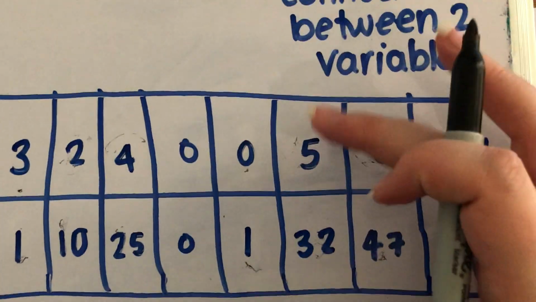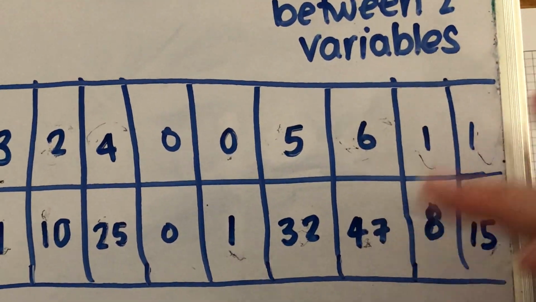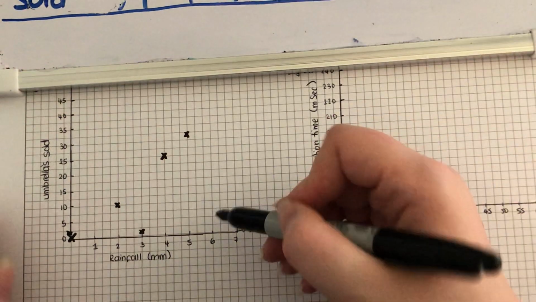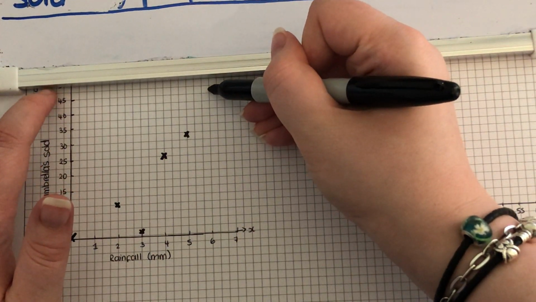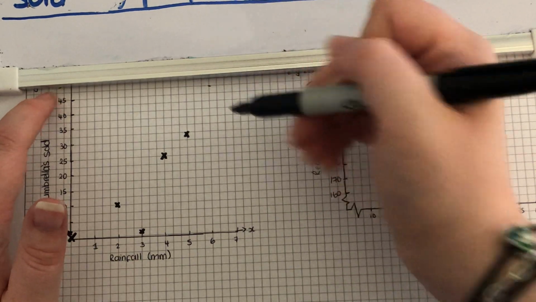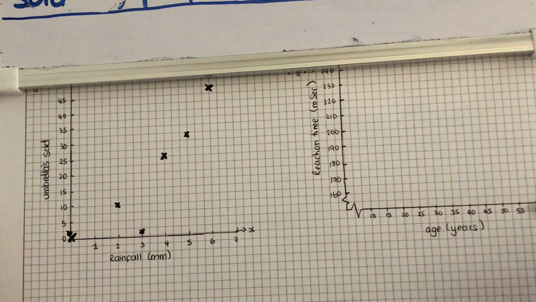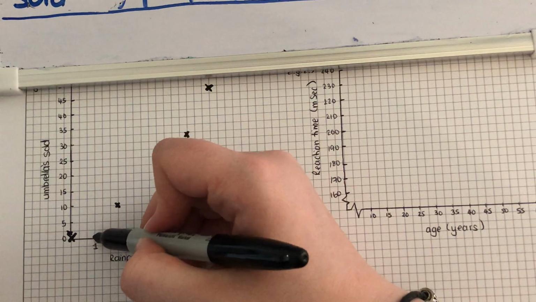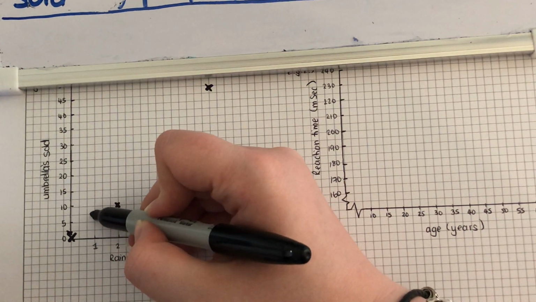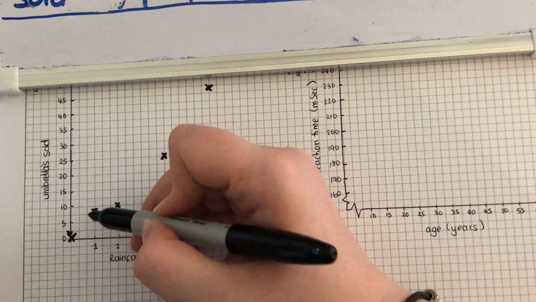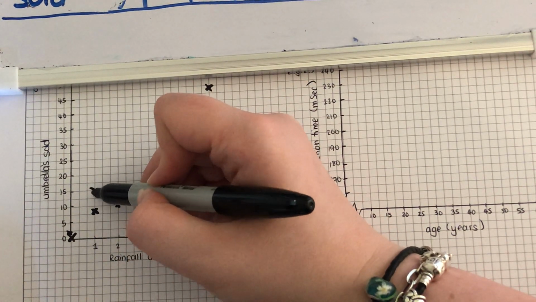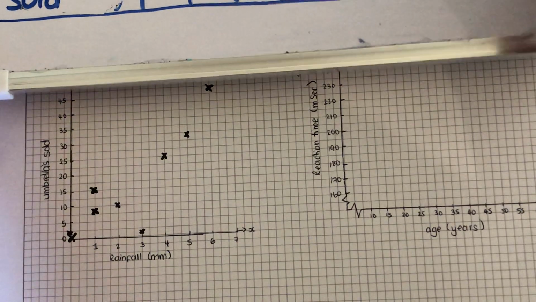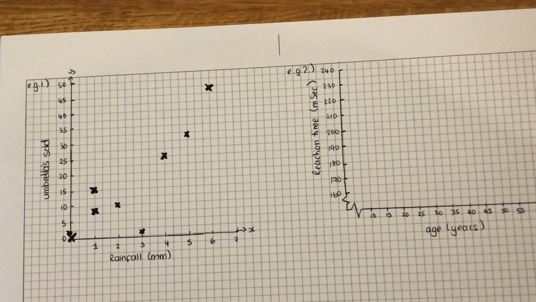Okay, so I'm up to here now. The next one, 6 and 47. 6 and 47 is about there. Next one is 1 and 8. So 1 across and 8 high. And the last one, 1 across and 15 high. Okay, so that's all my points plotted.